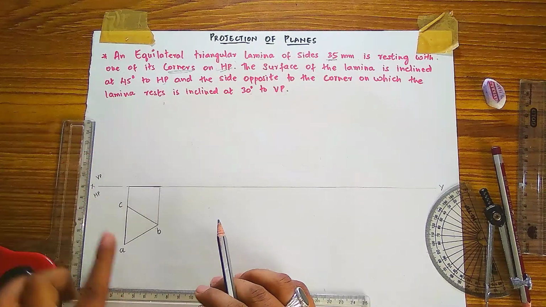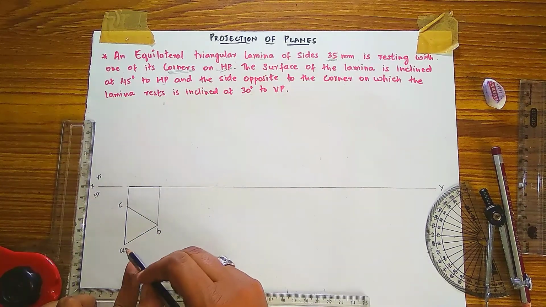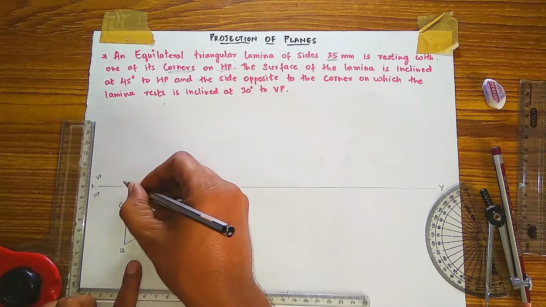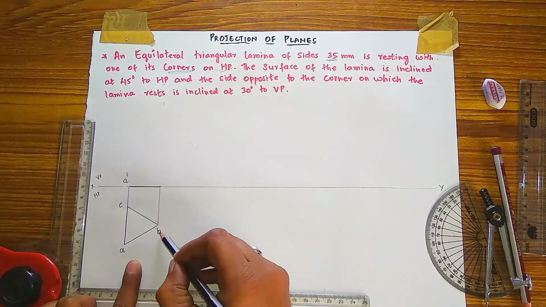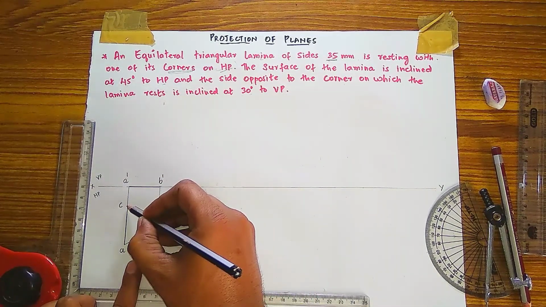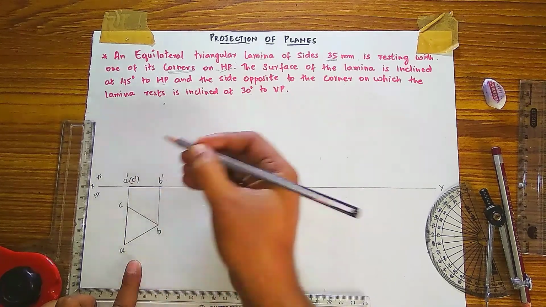To do the labeling, you have to see this plane from downwards. First I am seeing this A. A is visible from downwards, so write A dash. B is also visible from downwards, so B dash. The remaining point C is not visible, and for invisibility you have to write it in brackets.